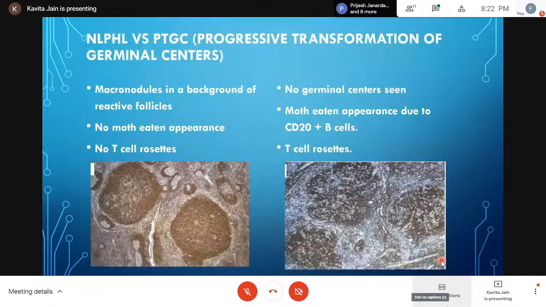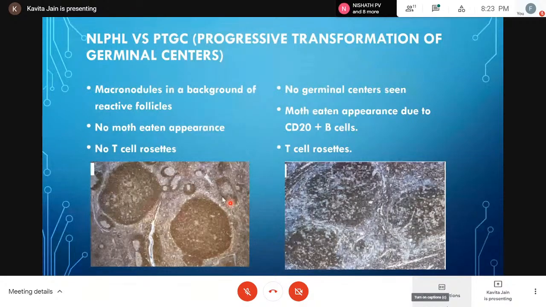Now, the very close differential to NLPHL is PTGC. Whenever you have NLPHL, definitely there is some discussion on progressive transformation of germinal centers. It is an early phase that can be converted into NLPHL. So in PTGC, we will characteristically find that the large macronodules or the proliferated nodules are distributed among the reactive follicles.